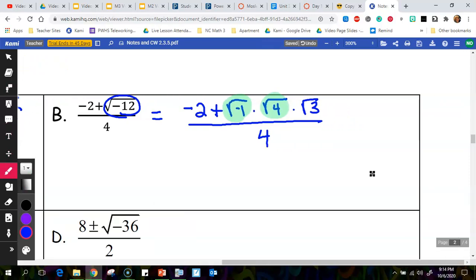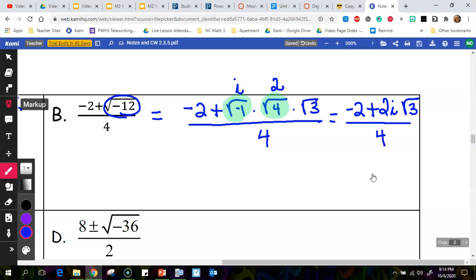I think I can write all this right here. Negative 2 plus, okay, so this is i and this is 2. But I need to write the 2 and then the i, because the 2 is like the coefficient of i, like a variable. And then I've got a 4.